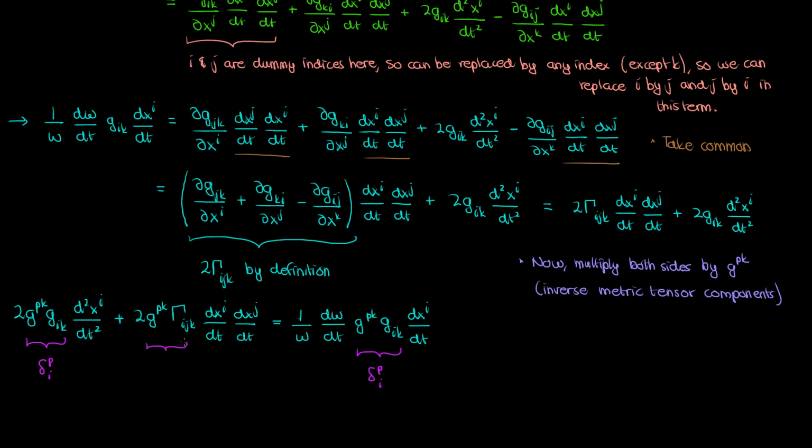Meanwhile, the product of g super pk and the Christoffel symbol of the first kind with indices i, j, k is just the Christoffel symbol of the second kind, gamma super p sub ij. And this is just from my video on Christoffel symbols, so go watch that if you haven't already. Now, the Kronecker delta symbol is 0 except when i equals p, where it's just 1.